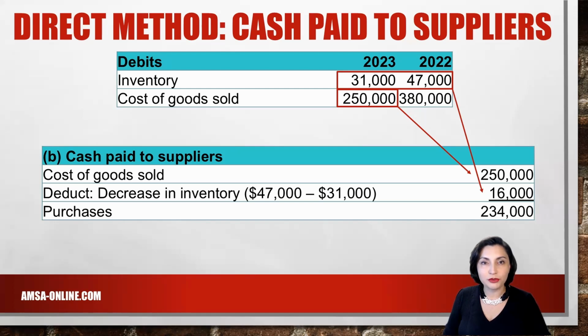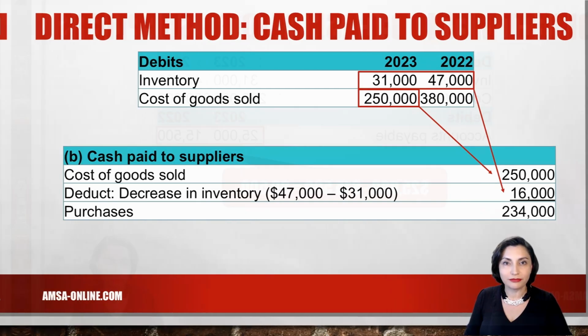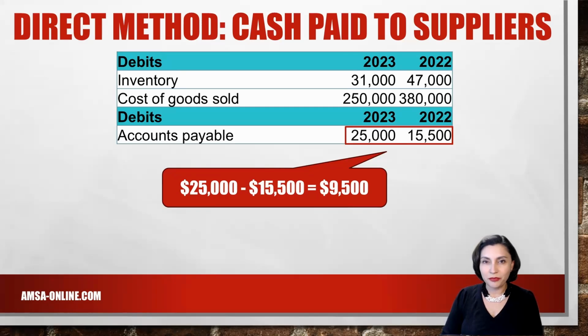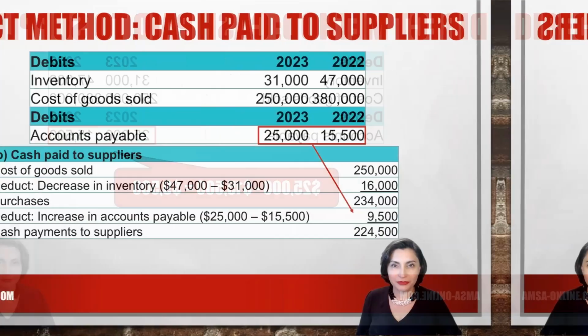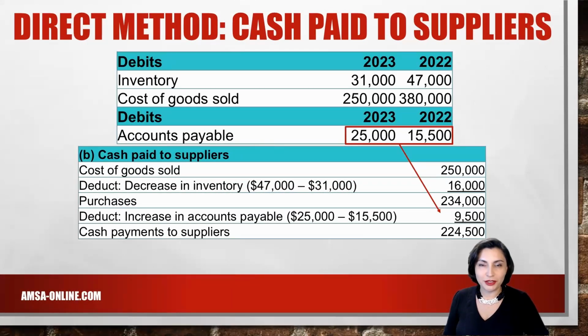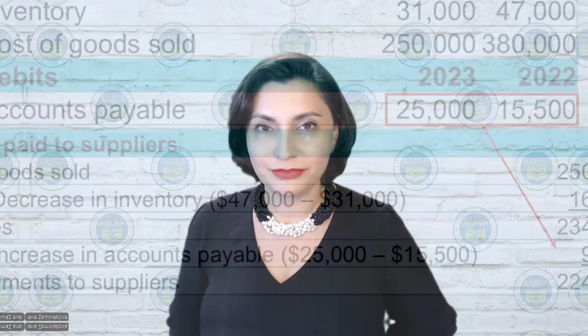Purchases are $234,000. The next step is to deduct the increase in accounts payable account, which is $9,500. Cash payment to suppliers is $224,500. This will be reported in the operating activities section of the statement of cash flows.